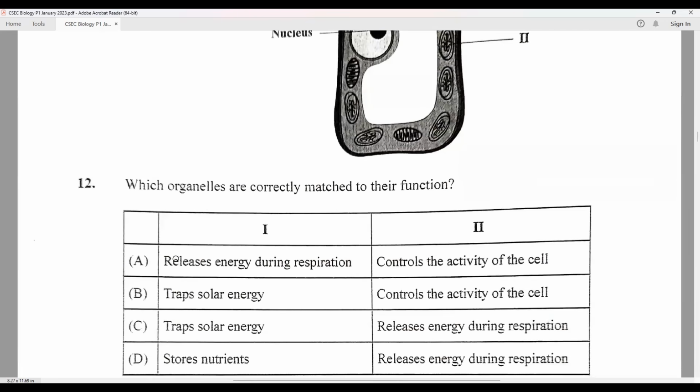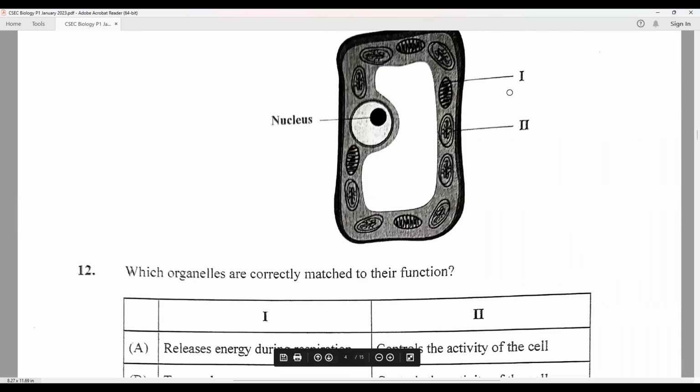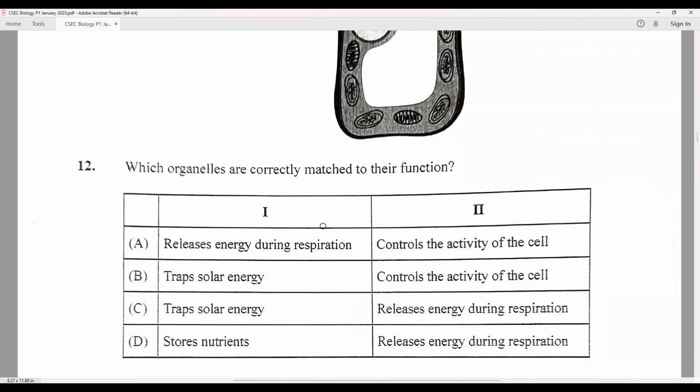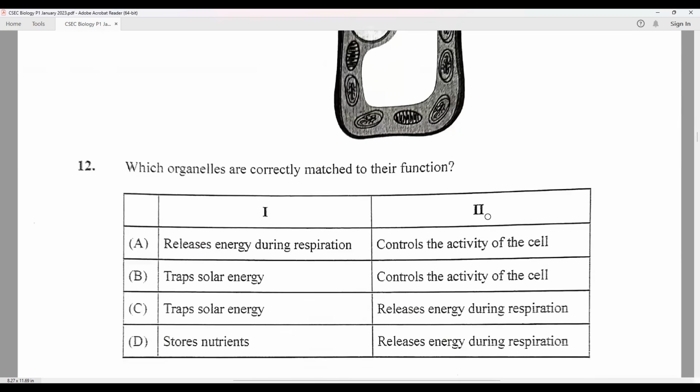And if we take our time and read these, we will see that we have the nucleus. That's not one of the labeled organelles. Remember, they only give you 1 and 2. So once you match them up, even if you are not too sure how they looked, you should know from looking at them what is what. That's a mitochondria and a chloroplast, or rather a chloroplast and a mitochondria. You would know that the chloroplast, which traps sunlight, and the mitochondria, which releases energy during respiration, is the answer.